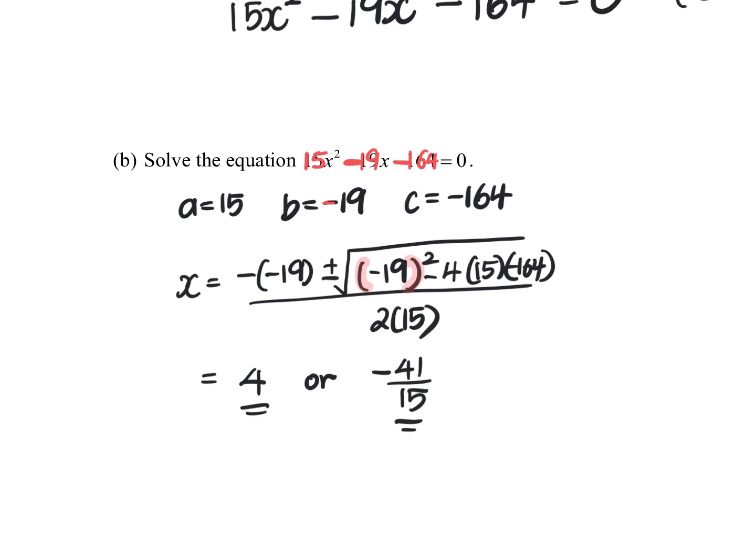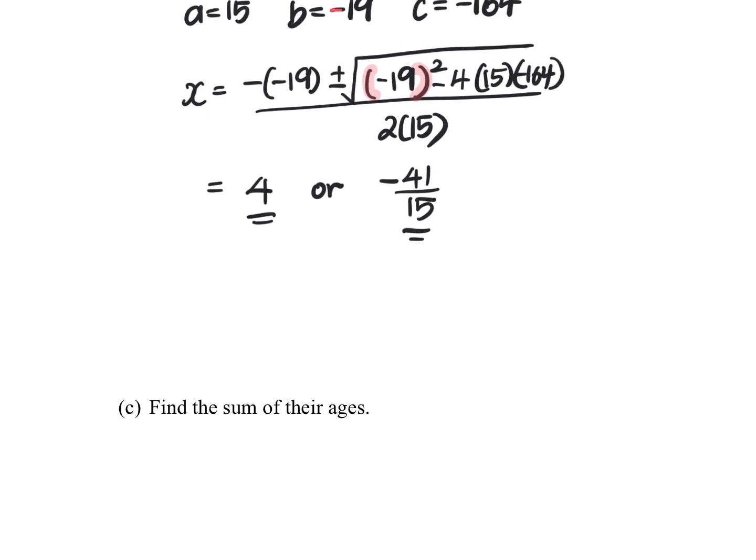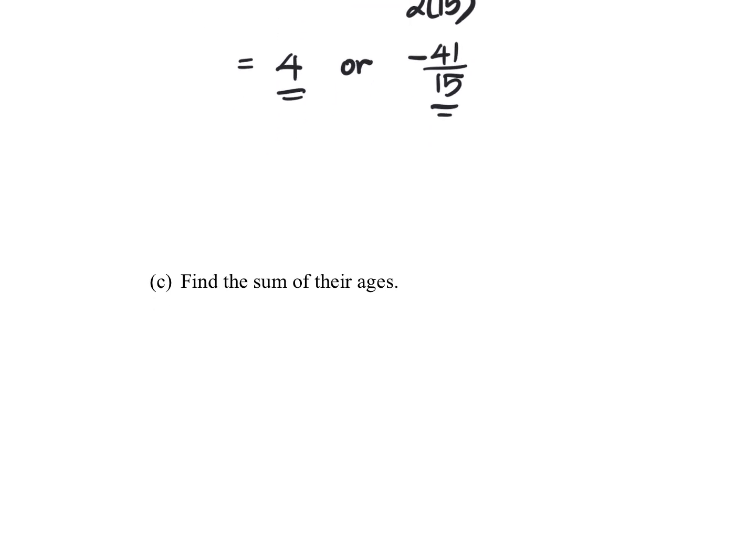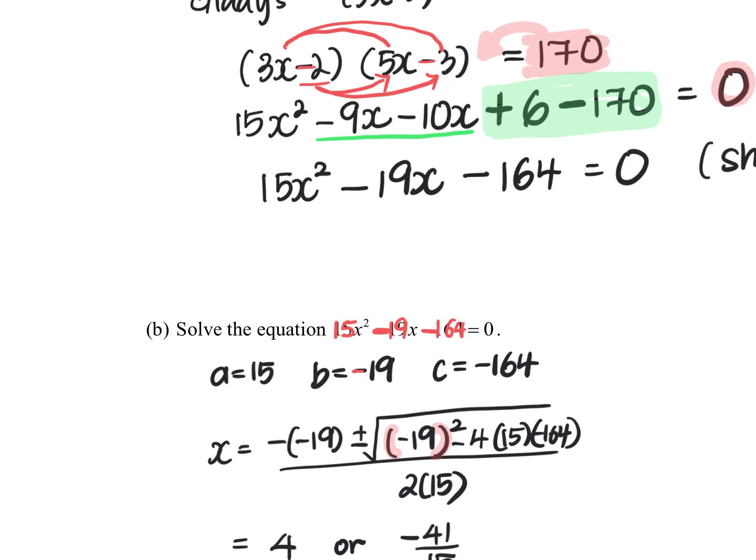But now I'm going to move on to part C. Find the sum of their ages. Ages is years old, right? One x is 4, the other one is a negative age. Do you think I can have x to be a negative value? Not very likely, right, for the number of ages. So in this case, I'm going to use x equals to the number 4. Right, and I want to find the sum of their ages.